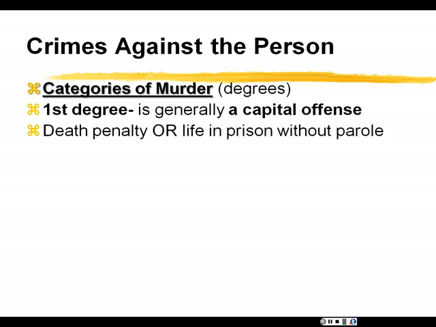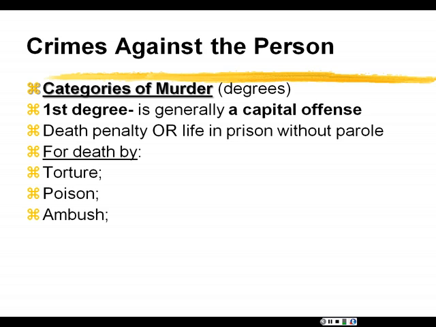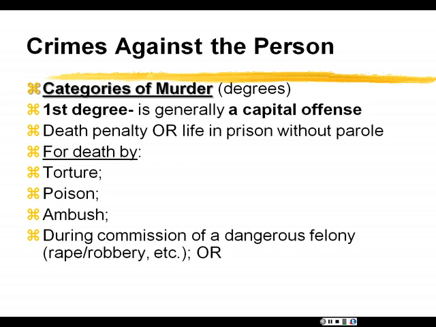We're seeing those cases, and those are all sorts of torture, poisoning to kill someone. You ambush, you sneak up on someone and kill them. It could be you're engaging in some other dangerous felony, robbery or rape or something like that, and then someone dies. Or you may have premeditated and planned this whole thing out. First degree is more serious in those types of cases, and so the penalty is going to be more severe. Death penalty could happen with it if the jurisdiction allows for the death penalty, or life in prison without parole, first degree.